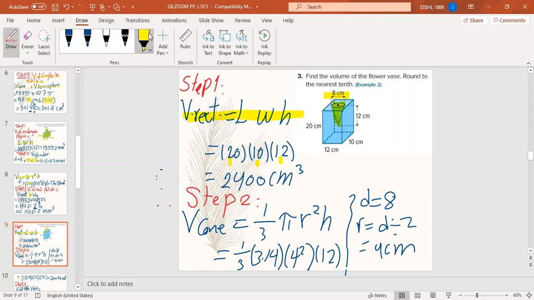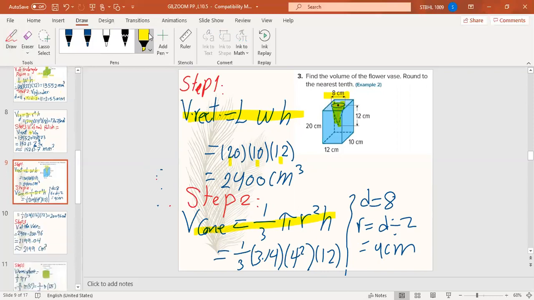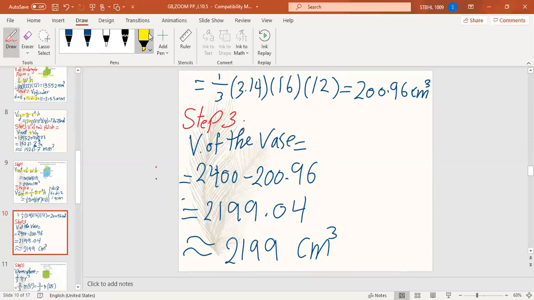And we will substitute in the formula of volume of cone. Volume of cone equals 1 over 3 pi R squared times H. So it will be 1 over 3, and we will substitute pi equal 3.14 times 4 squared, which is 16, times 12, equals 200.96 cubic centimeter.